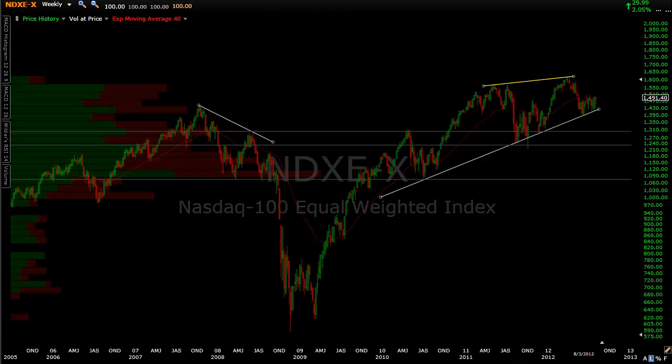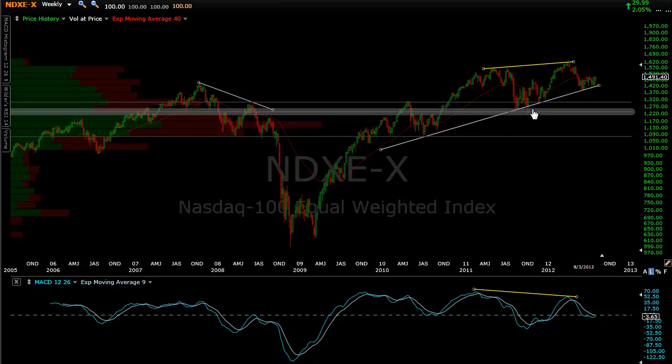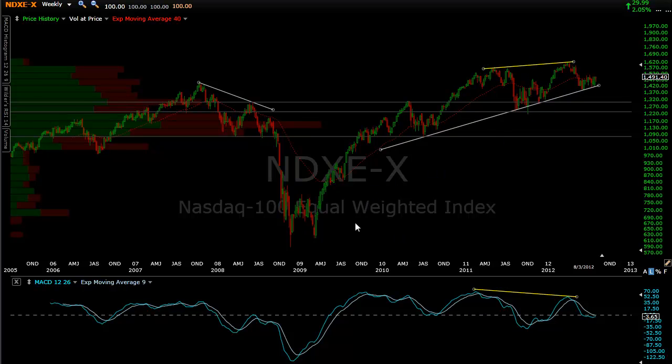Okay, let's take a look here at the NDX weekly chart, and I need to throw in the MACD. Clear negative divergence here on the MACD. MACD has put in a very clean, nice turn down, lower low against a higher high in prices. Again, we're looking at the equal weighted Nasdaq 100 index here.